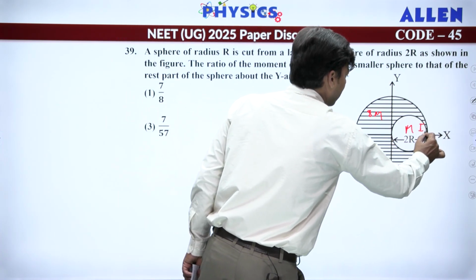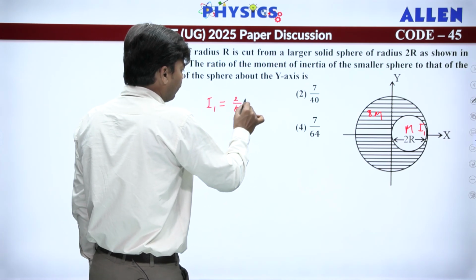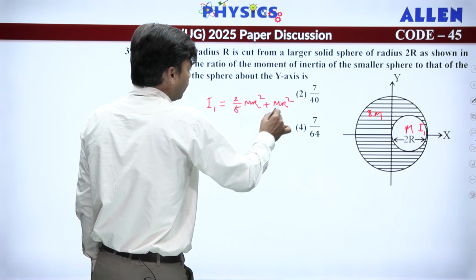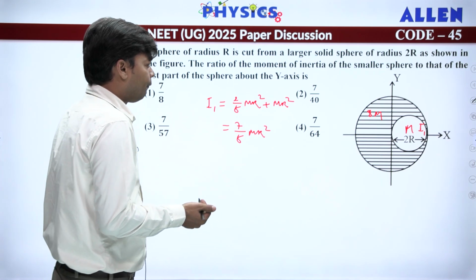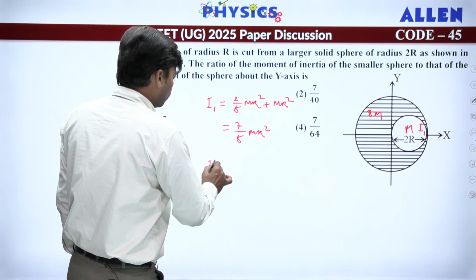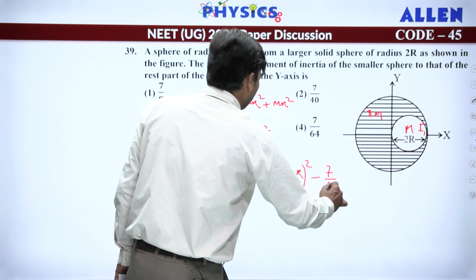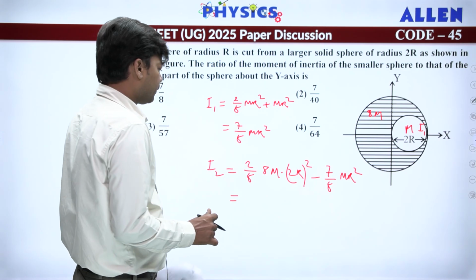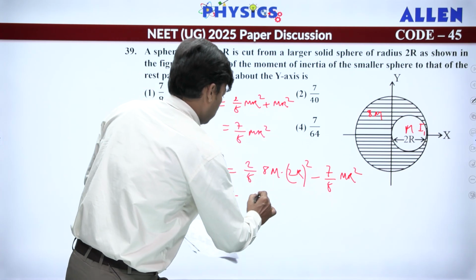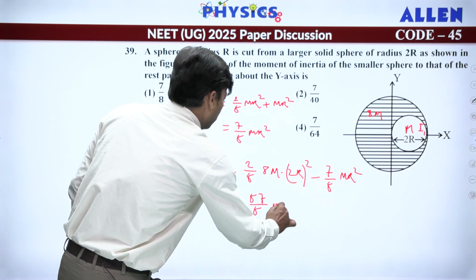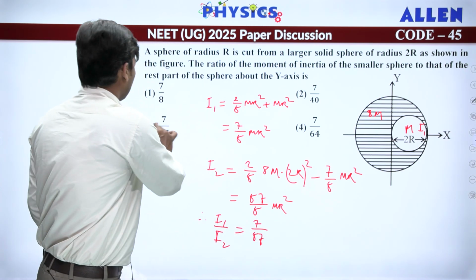Let's say this is I1. So moment of inertia of that smaller sphere about y dash will be 2 by 5 mr square plus mr square. It's going to be 7 by 5 mr square. Now, this moment of inertia I have to subtract from the bigger moment of inertia to find the remaining part. So, I2 will be 2 by 5 into 8m into 2r the whole square minus 7 by 5 mr square. So, if we do the math, we are going to get 57 by 5 mr square. Therefore, I1 by I2 will be 7 by 57. Third option will be the right answer.